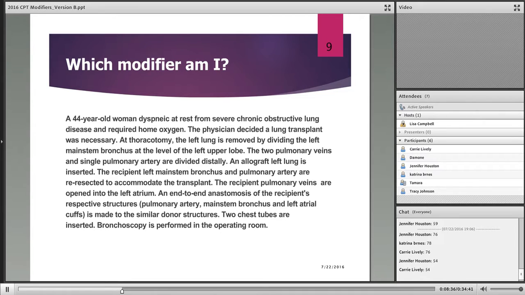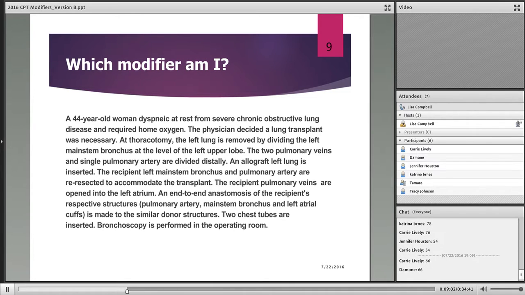So the question is, what happened today? It was a transplant. So which modifier would be used for the people who are doing the transplant? And you notice I said people because it's more than one. 66 for a surgical team.